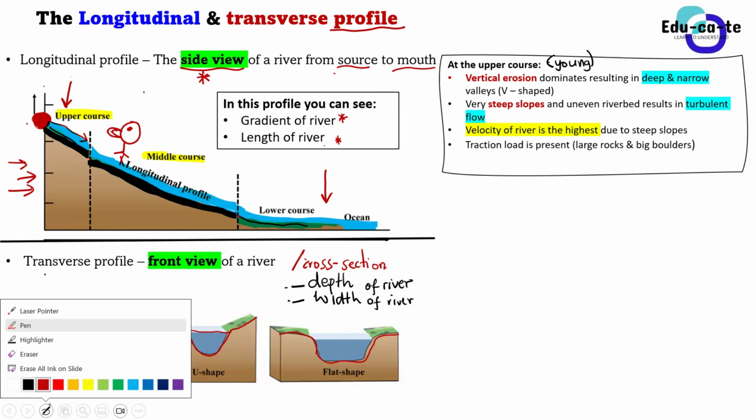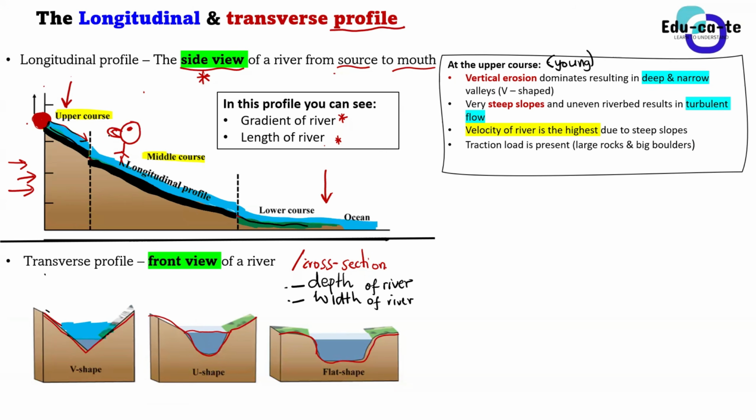So, let me repeat myself again. If you are inside the river, you are seeing the transverse profile, right? The front view of the river. You are looking at the river itself and you are seeing the front view, grade 12. So what are you going to see at the upper course? You're going to see this type of valley. This is the transverse profile that you'll be able to see, a V-shaped valley. So your river will become V-shaped.